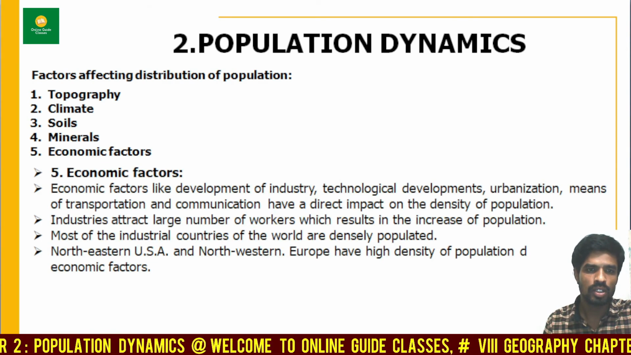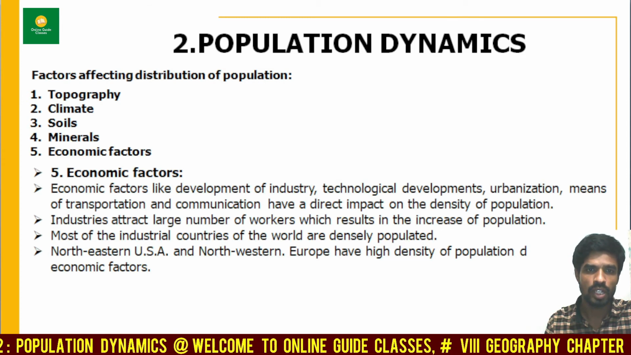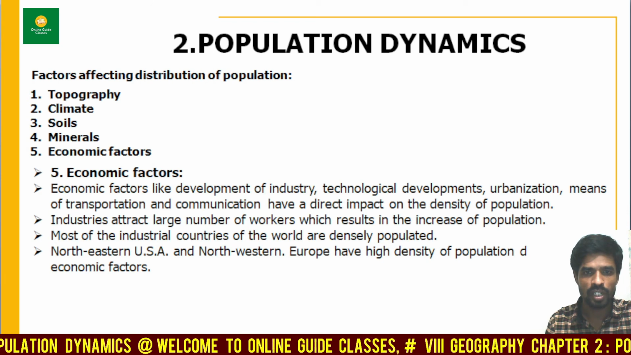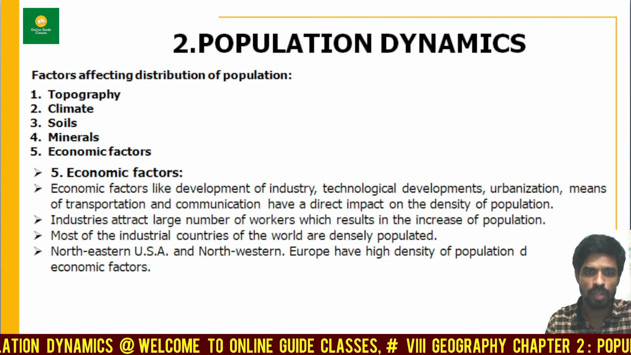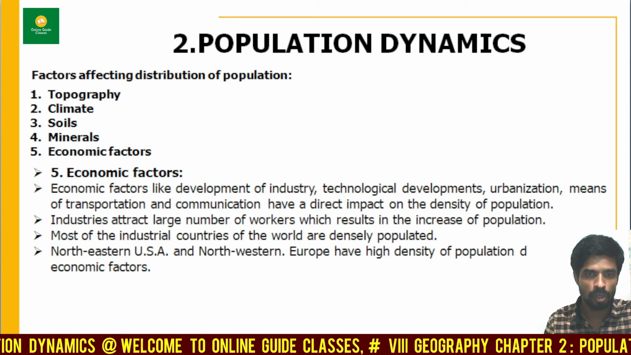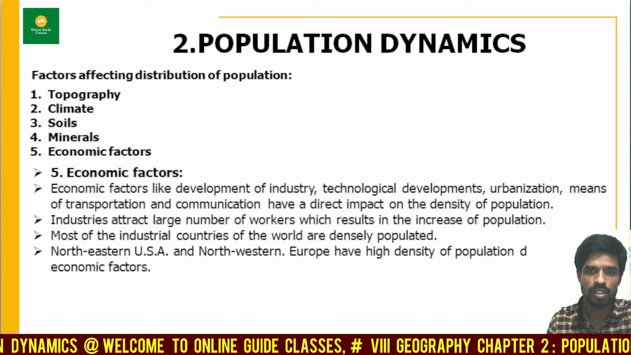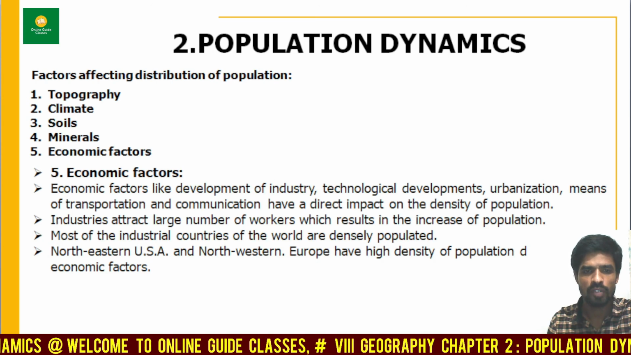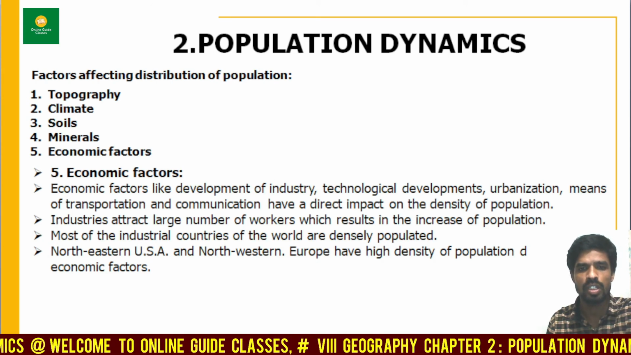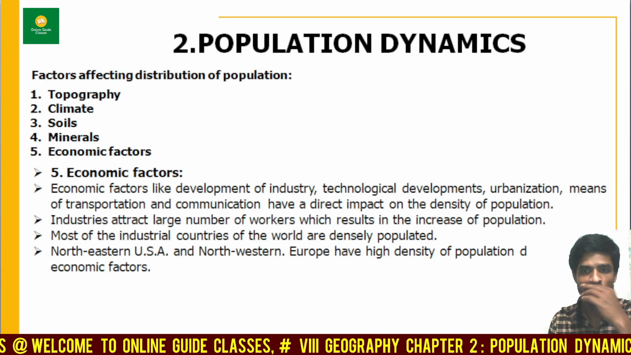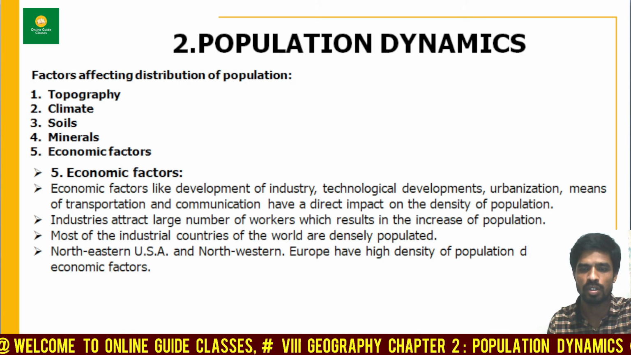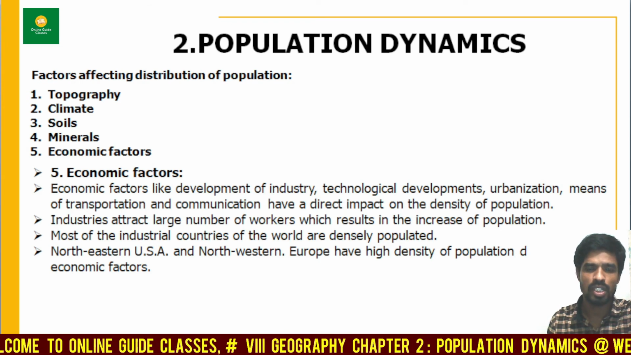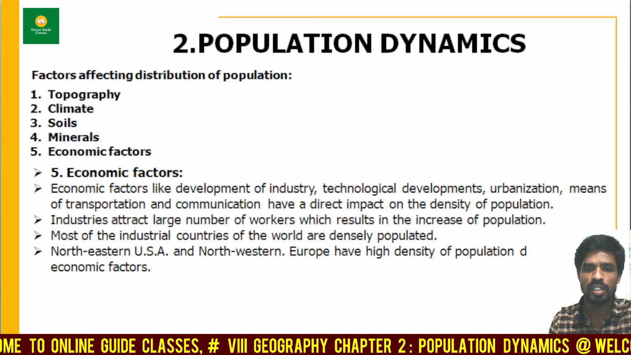Economic factor. This economic factor also affects the distribution of population. How? Development of industries. Wherever industries are available, the population migrates to that particular place. Technological developments, urbanization: people mostly migrate from villages to towns, from towns to cities, from cities to skyscraper locations. So urbanization, means of transportation and communication have a direct impact on the density of population.